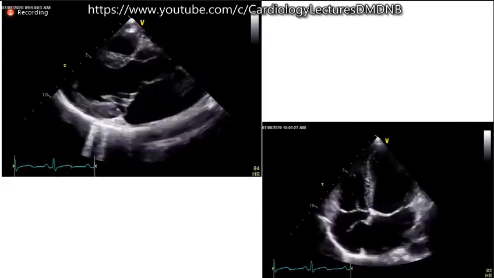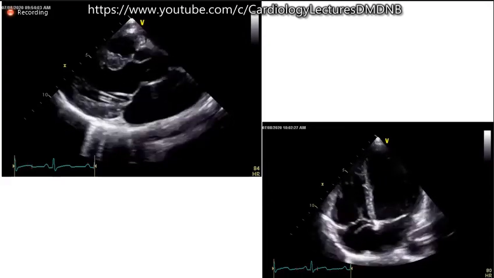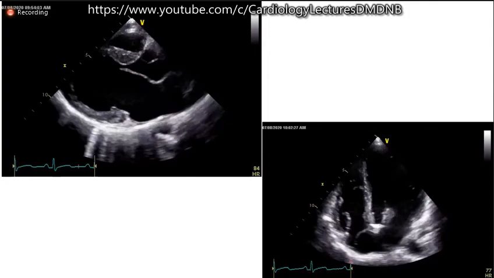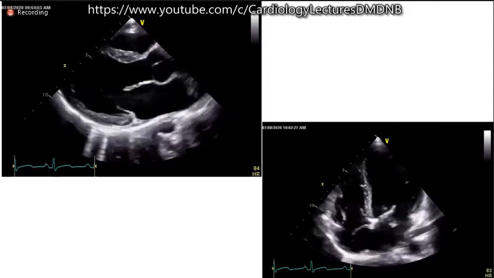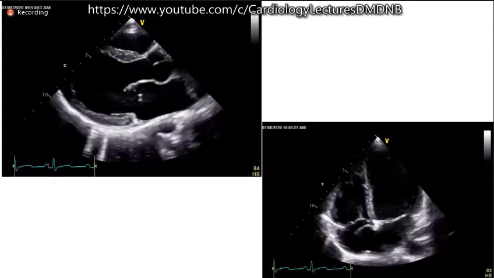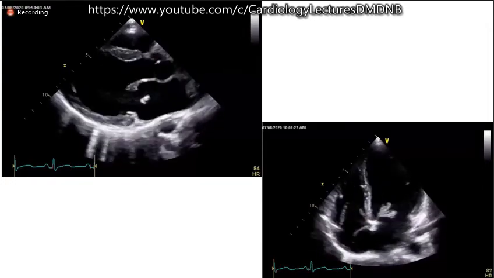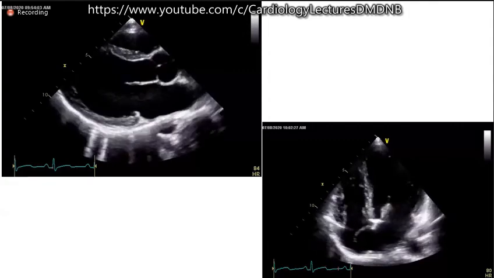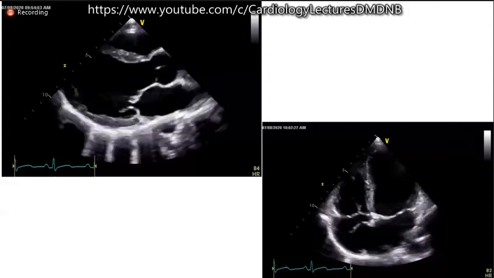So, infective endocarditis vegetations, recognition by echocardiography has become one of the major criteria for the diagnosis of infective endocarditis. And in situations where the blood culture can remain negative, infective endocarditis vegetation detected by echocardiogram is considered a major criterion for the diagnosis of infective endocarditis.